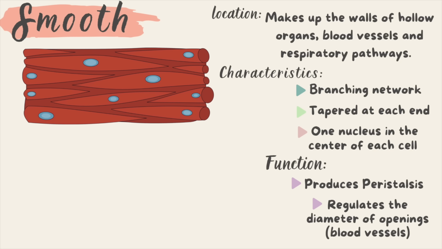Smooth muscle's main function is to produce peristalsis in the GI system. Remember, peristalsis is the movement that pushes food through the digestive tract. Smooth muscle also regulates the diameter of openings like blood vessels.